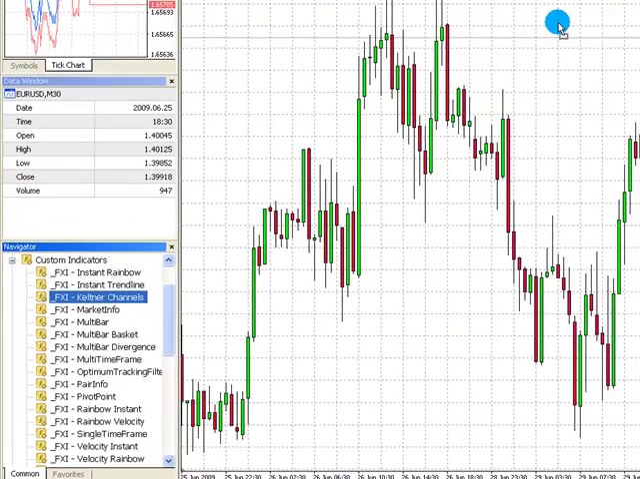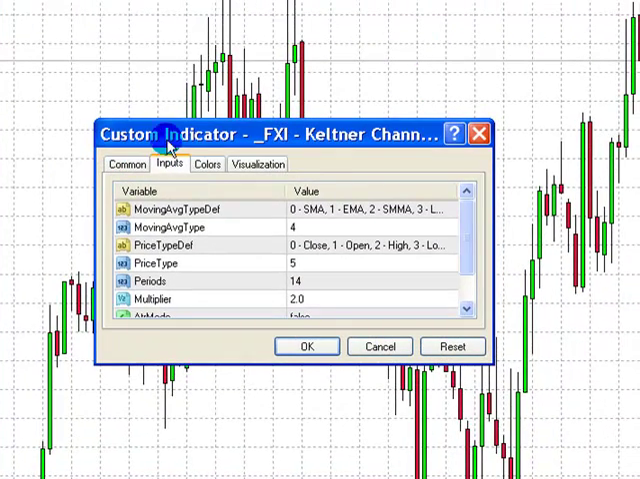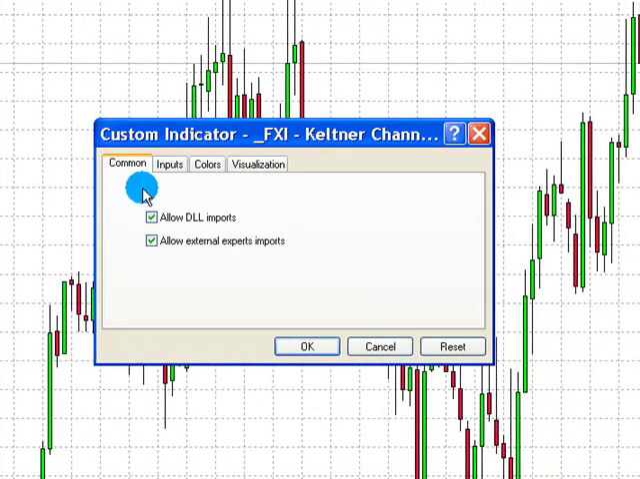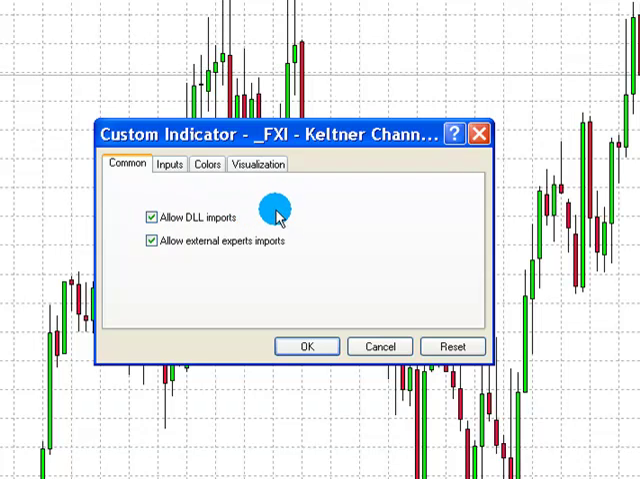Drag Keltner channels onto the chart, and the first thing that comes up is inputs. We'll go take a look at common because all FX Internals indicators and trading tools need allow DLL imports checked. If it is not, things will just not work. So we make sure that's checked.